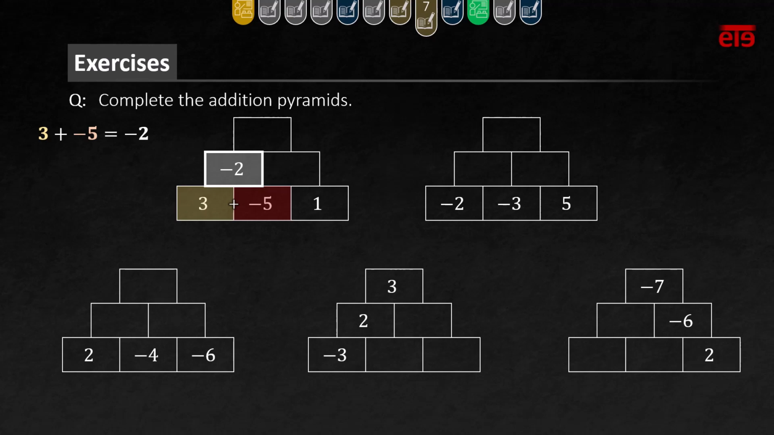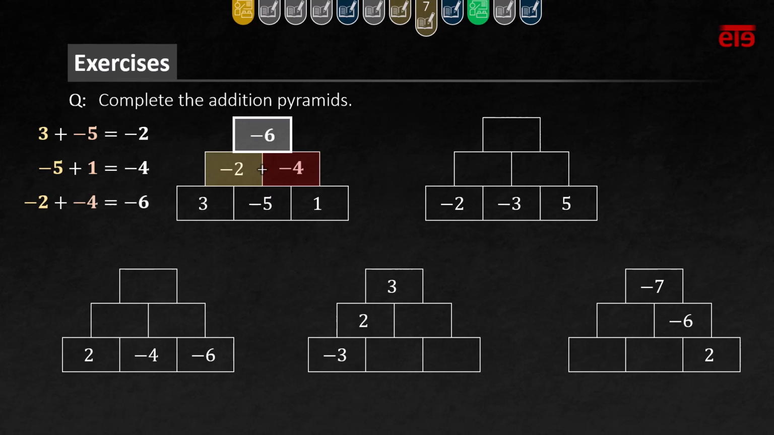You can try adding numbers and then check your answers. You can pause the video while you are solving. Negative 5 and 1 add up to negative 4. Negative 2 and negative 4 add up to negative 6. We solve all the blocks in the first pyramid. We can use the same method to solve the blocks for the other pyramids.